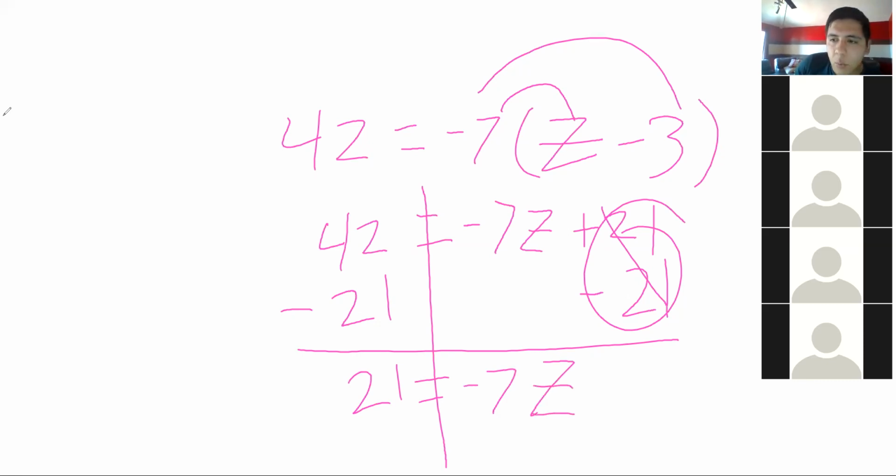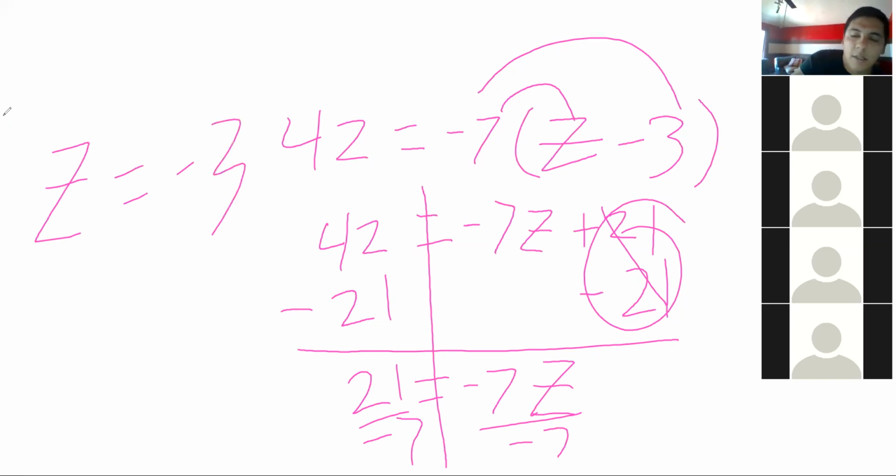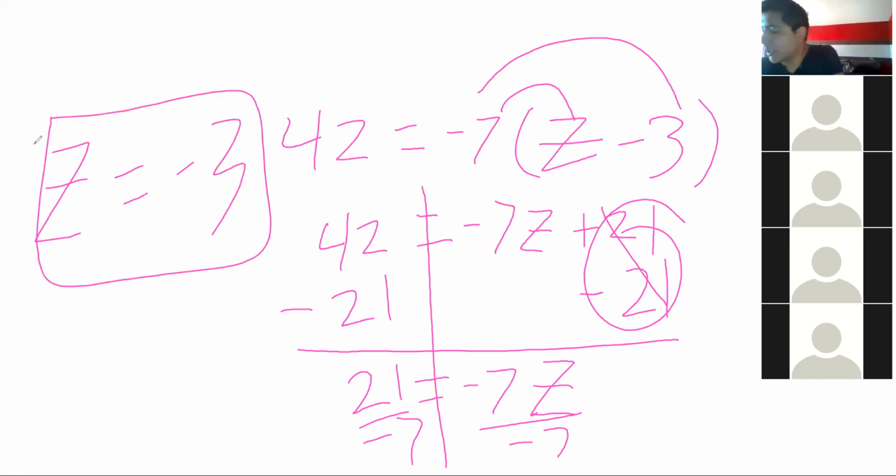Okay. So what is almost always our last step? Divide both sides by 7. So z is equal to 3. All right, pretty good.